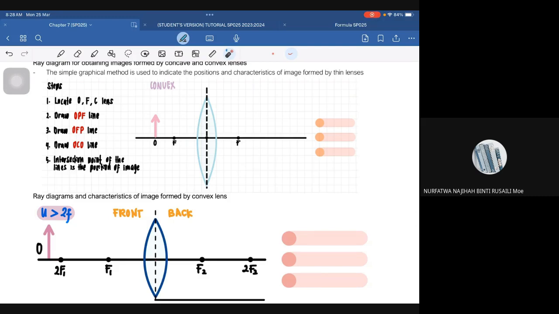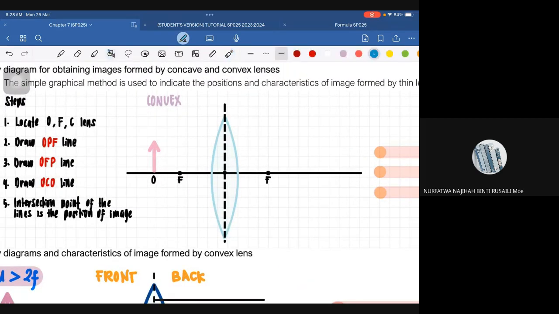Right, so first we're gonna start with drawing OPF punya line lah. Macam biasa dari object, then parallel to the principal axis and go through a focal point. So the focal point, since dia ada dua kan, so untuk biconvex lens, it will always go through the second focal point. Okay, convex lens, kalau dia mention F tu, semua tu adalah di focal point yang kedua. So this is the first one, this is the second one lah.